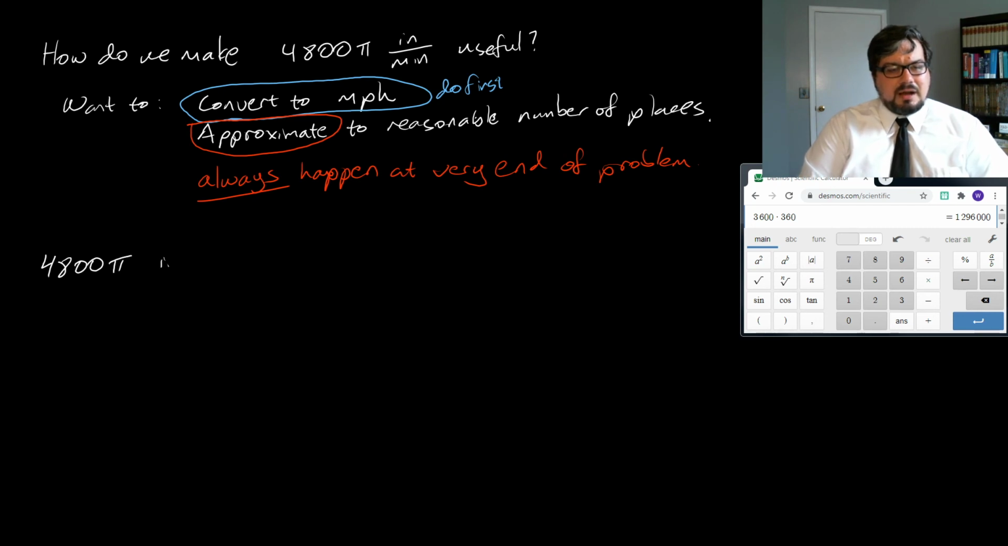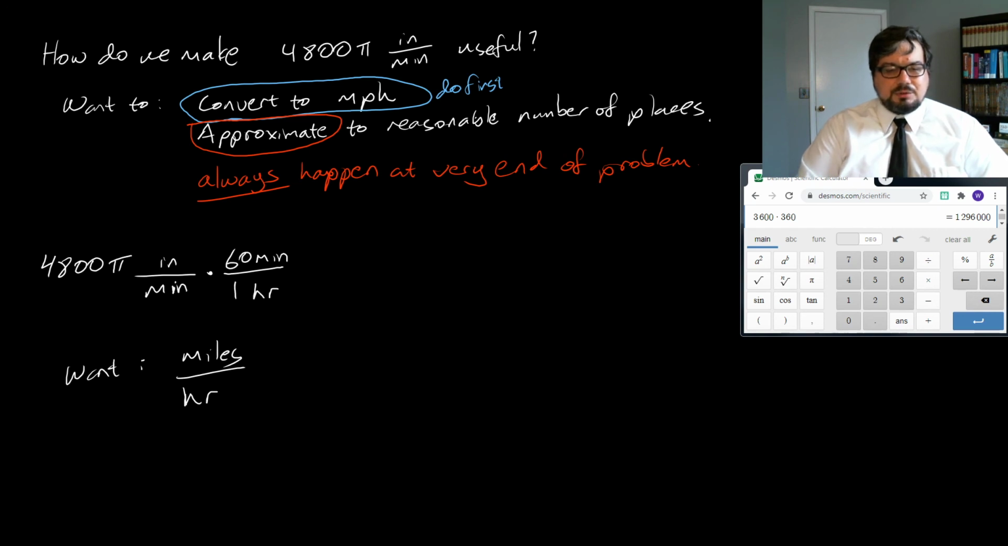We've got 4,800 pi inches per minute. We need to convert to miles per hour. So we can do this in a couple of different ways. Let's handle the time first. We currently have minutes in our denominator. We want, at the end, to have miles on top and hours on the bottom. We currently have minutes on the bottom, so we can convert from minutes into hours because we know that 60 minutes is equal to 1 hour.